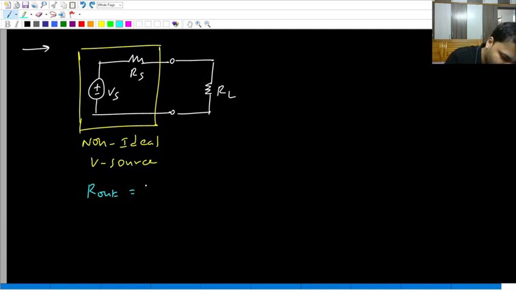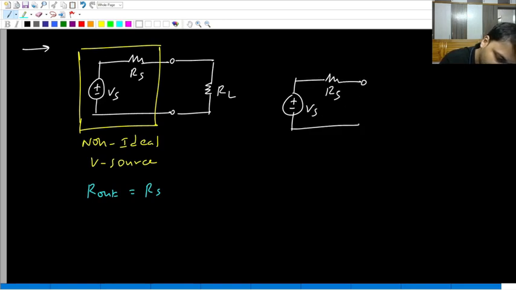So Rout, it is Rs. Or if you want, you can also follow the general procedure of finding Rout. What is that procedure? Let me quickly illustrate. So we have the original thing, Vs in series with Rs, and then we have the load resistance. To find the output resistance, I told you what? Replace the load with a voltage source Vt, let the current be some It.